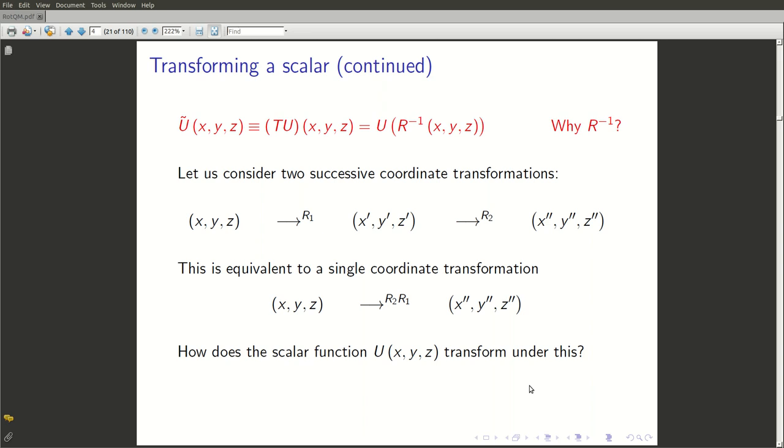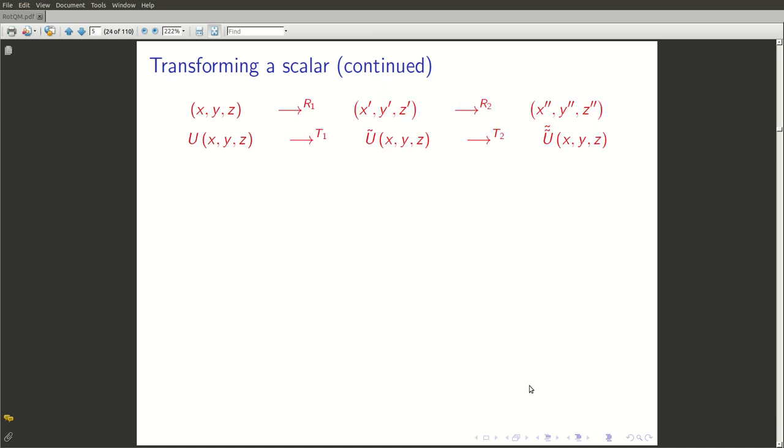Now the question is, how does the scalar function u of xyz transform under this set of successive transformations? Well, when you applied R1 on xyz, u of xyz transformed with the corresponding transformation, let's call that T1, to a new function u tilde of xyz. Then we applied R2 on the coordinates. U tilde of xyz got acted upon by T2, the transformation corresponding to R2, and this leads to the new function u double tilde of xyz.